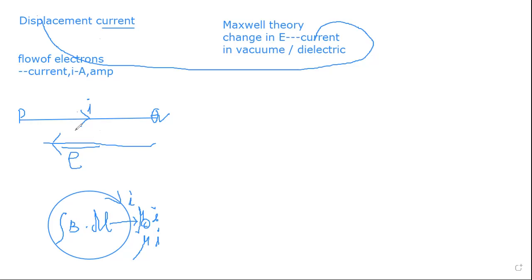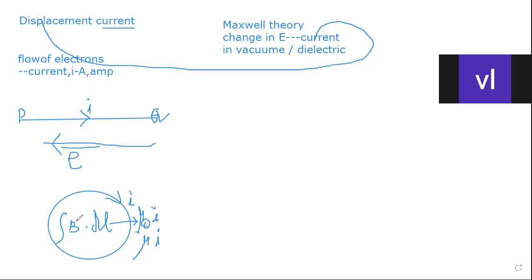Sometimes we can vary the current by using a rheostat, a variable resistor or a potential divider, but then also the current is fixed at any instant. This is the ordinary current. Ordinary current produces a magnetic field, and displacement current also produces a magnetic field. Displacement current also does some work, which is equal to the work done by the ordinary current.